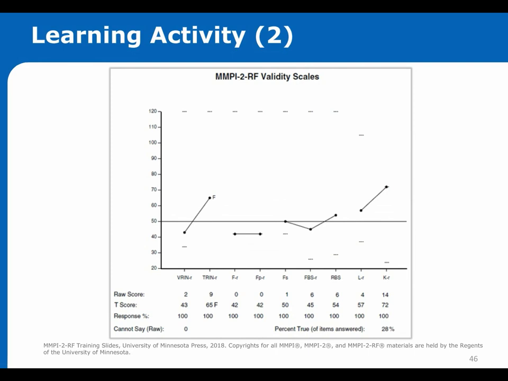So Cannot Say is 0, so we're good there. VRIN and TRIN are both within normal limits, so we're able to proceed to the over-reporting validity scales. All of those are within normal limits.